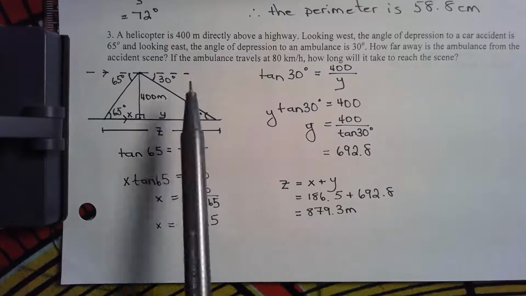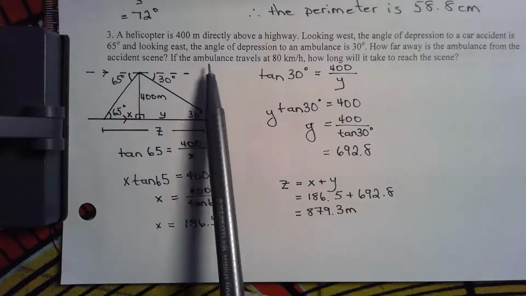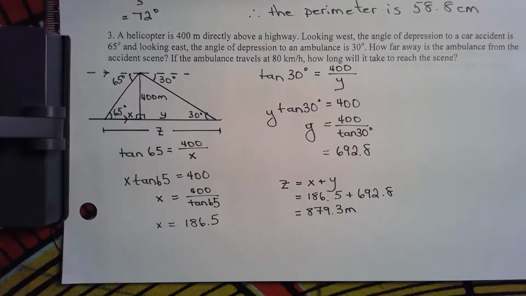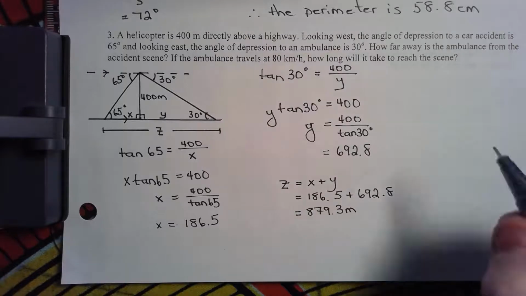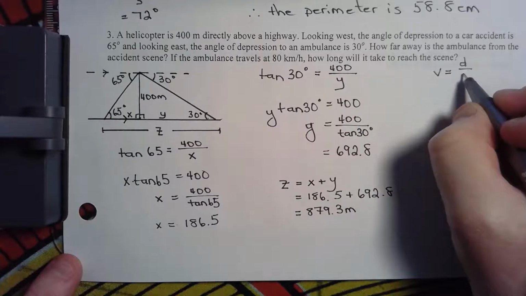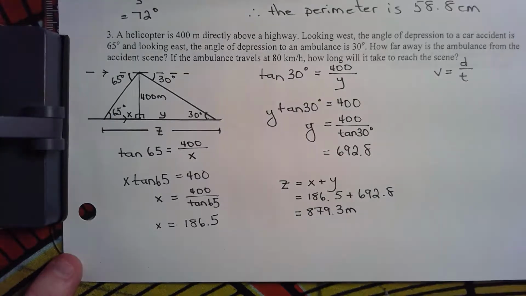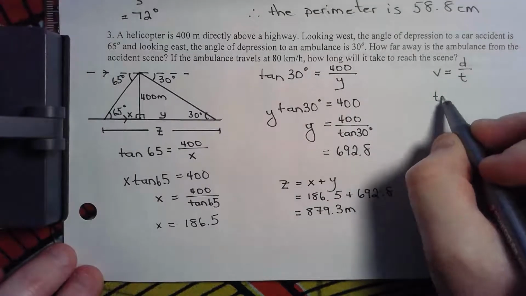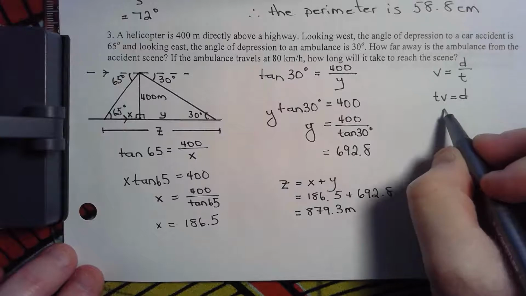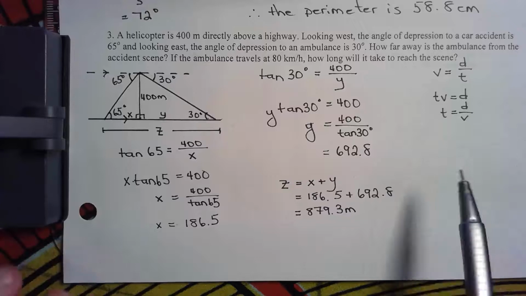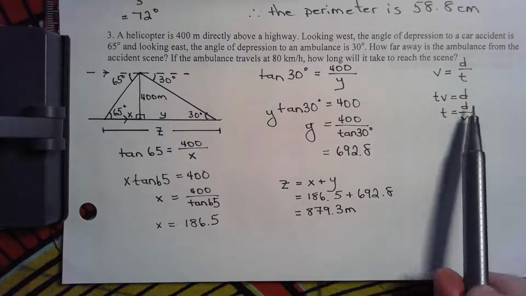And so now that takes us to the second question, which is if the ambulance travels at 80 kilometers an hour, how long will it take to reach the scene? Well, here we need to remember the fact that our speed is equal to our distance divided by our time. And then we just want to rearrange that to solve for time. So we're going to bring time across. So t times v equals d. And then we're going to bring v across. So t equals d over v. So time is going to equal distance over speed.